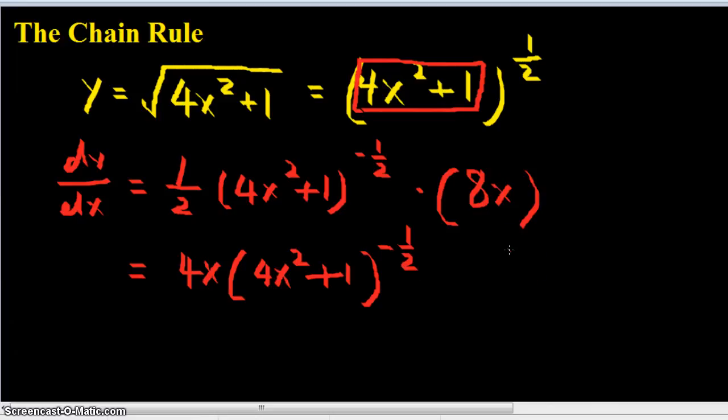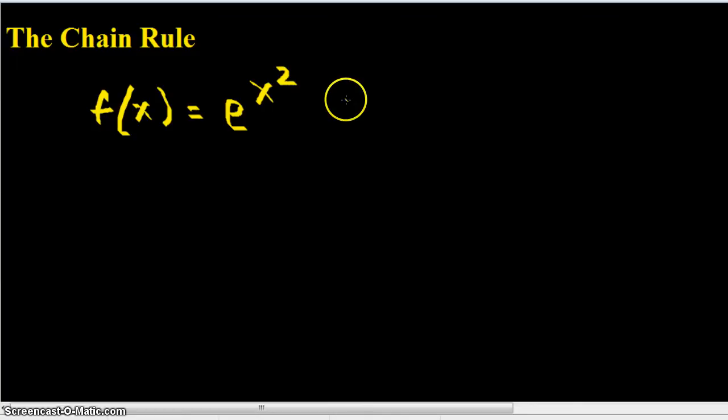Alright, I think I still have a few minutes for another example. So let me show you another one. Okay, so now this is the last example in this video. Here I have f of x is equal to e to the power of x squared.